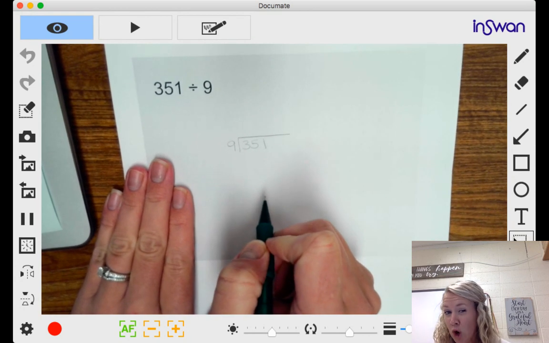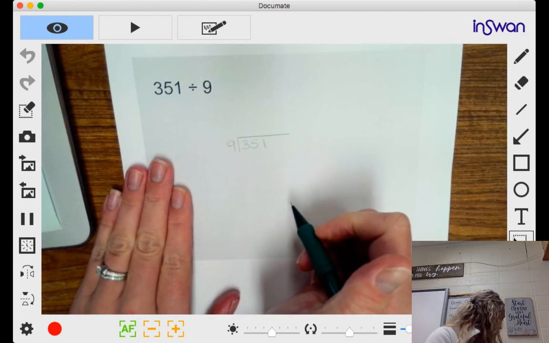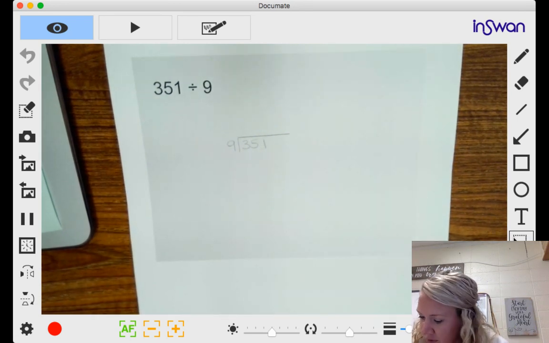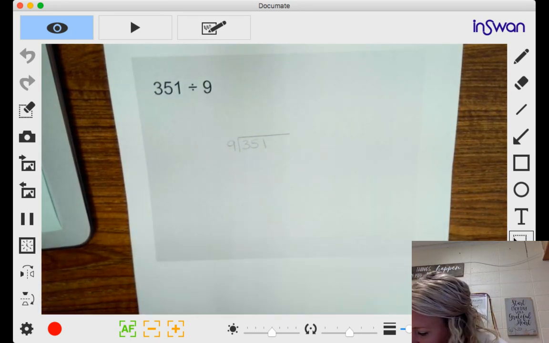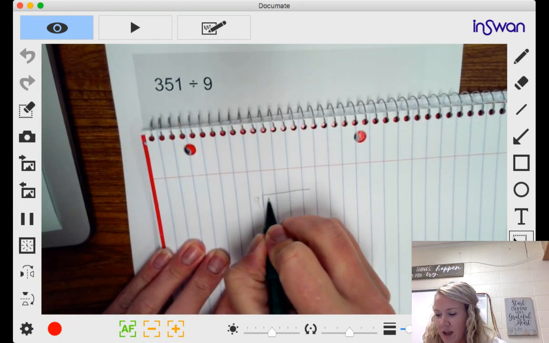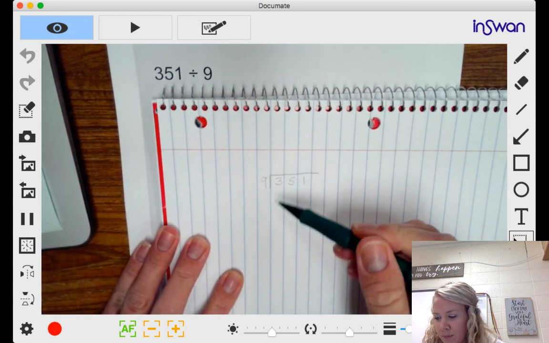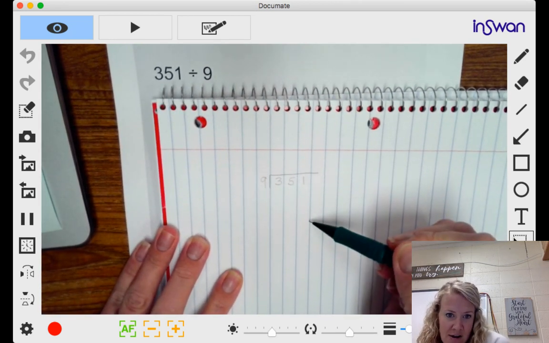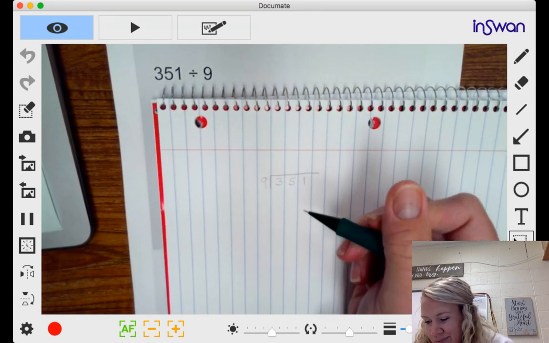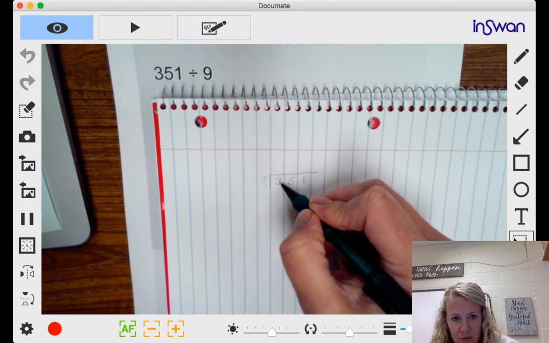This is where sometimes graph paper can come in handy, or if you have a notebook, you can turn your notebook sideways. And then I have lanes so that I stay inside the lanes of my notebook. I'll model this one on here so you can see how I'm doing this. So 9 goes into 3. Oh, 9 doesn't fit into 3. So that means I can put a 0 up on top. The 0 won't change my answer.